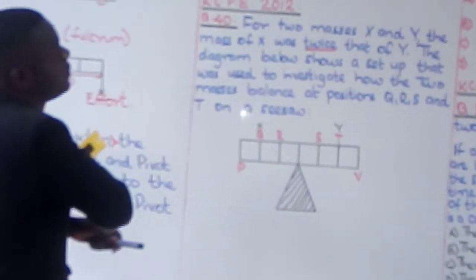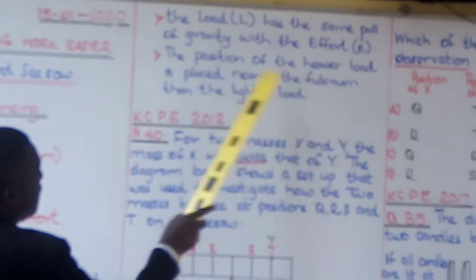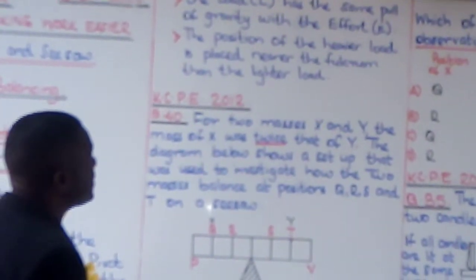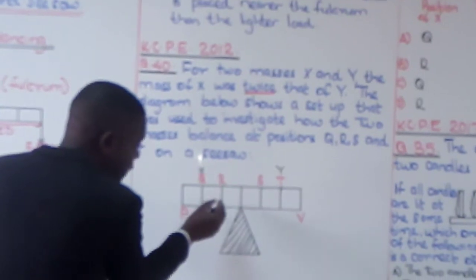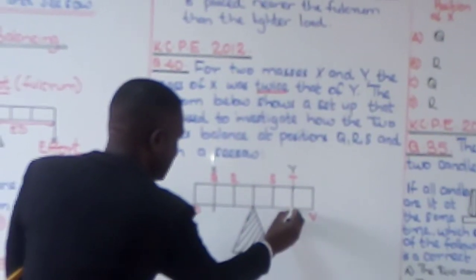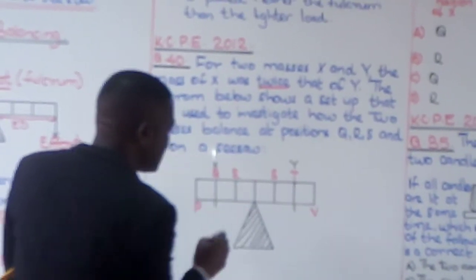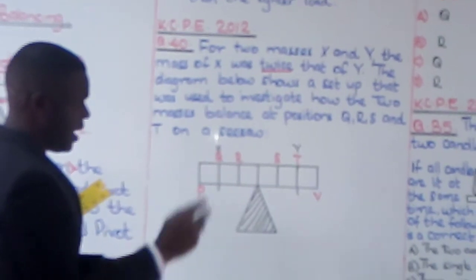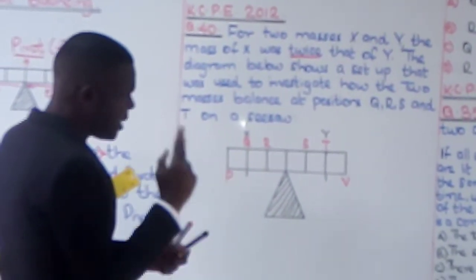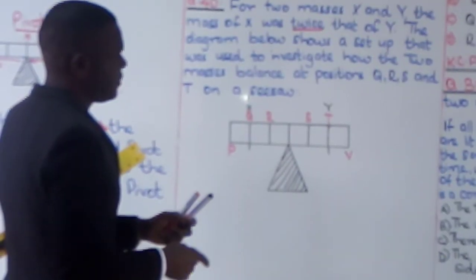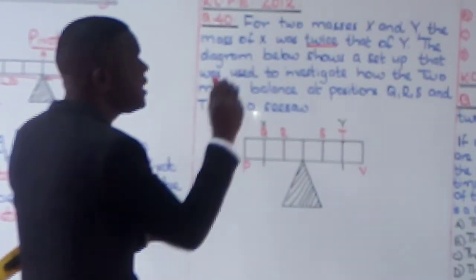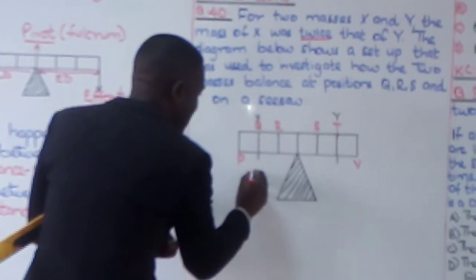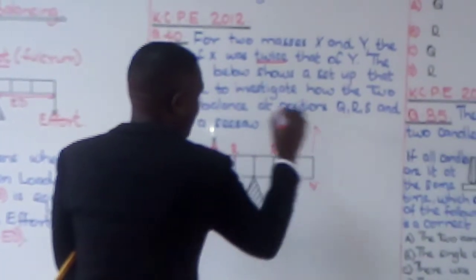And from my preamble, I said the position of the heavier load is placed closer or nearer the fulcrum than the lighter load. X is heavy. It's placed at the same distance, actually the same distance, 1, 2, 1, 2. Same distance as Y. And the two do not have the same mass. X is twice as heavy. That is obvious, the heavier one will move down. So in this case, it's correct to say that this side will move down and this one will move upwards.